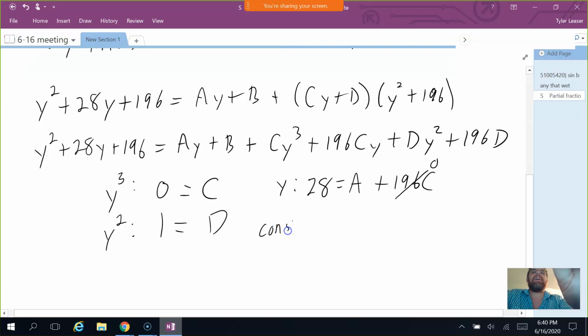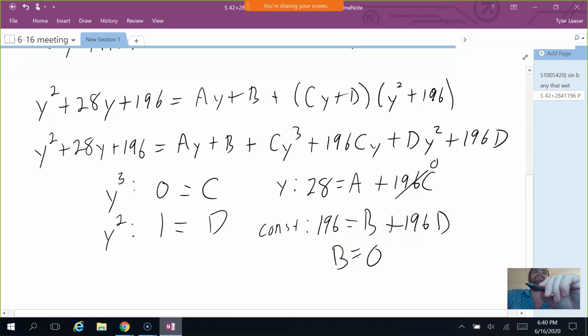Finally, we have constant terms floating around. On the left-hand side, I have 196. On the right-hand side, I have b, and I have 196d. But remember, d we found to be 1. So if I plug that in, I just get 196 here, and when I subtract it over, that says b has to be 0.